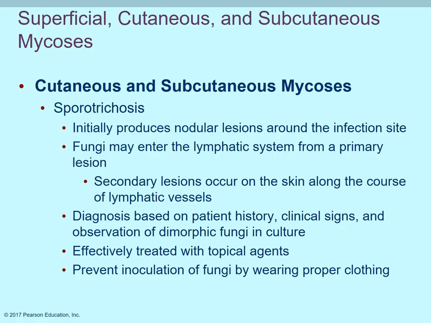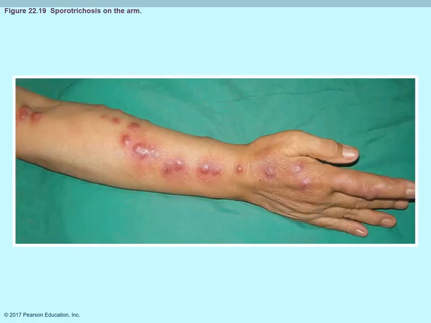Diagnosis: talk to the patient, get their history, look at the clinical signs, look at a sample under the microscope. Usually you can treat with a cream, a topical agent. Prevent infection in the first place by protecting yourself, wearing clothing. So here you can see the lesions progressing along the arm.